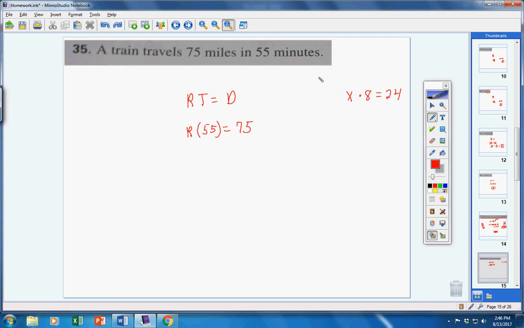Also, you can just simply say to yourself, how many times does 8 go into 24? And 8 goes into 24 how many times? 3 times. That's another way to do it. So come over here. Instead of saying what times 55 gives me 75, I'm just going to see how many times that 55 goes into 75. Alright? So how many times does 55 go into 75?